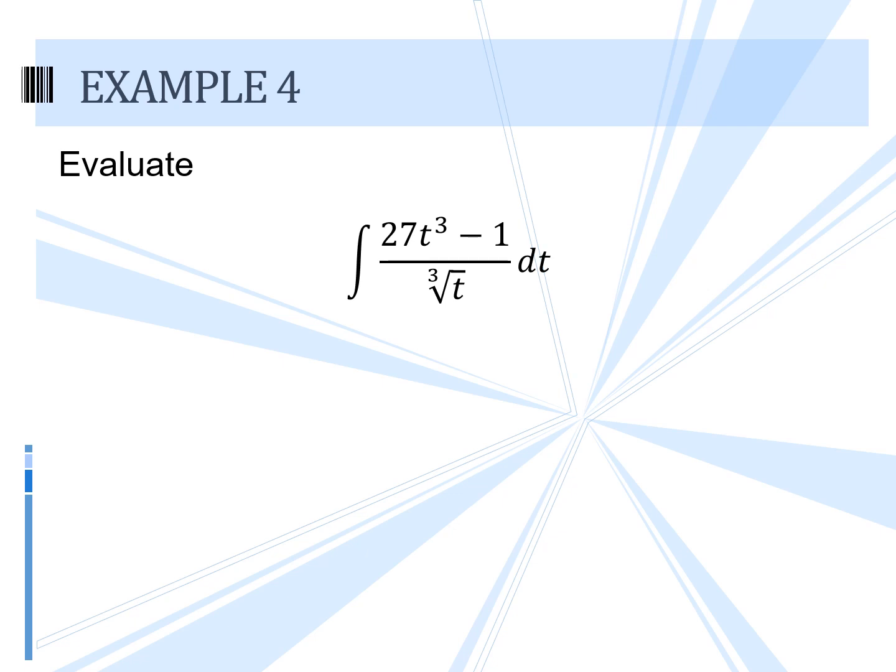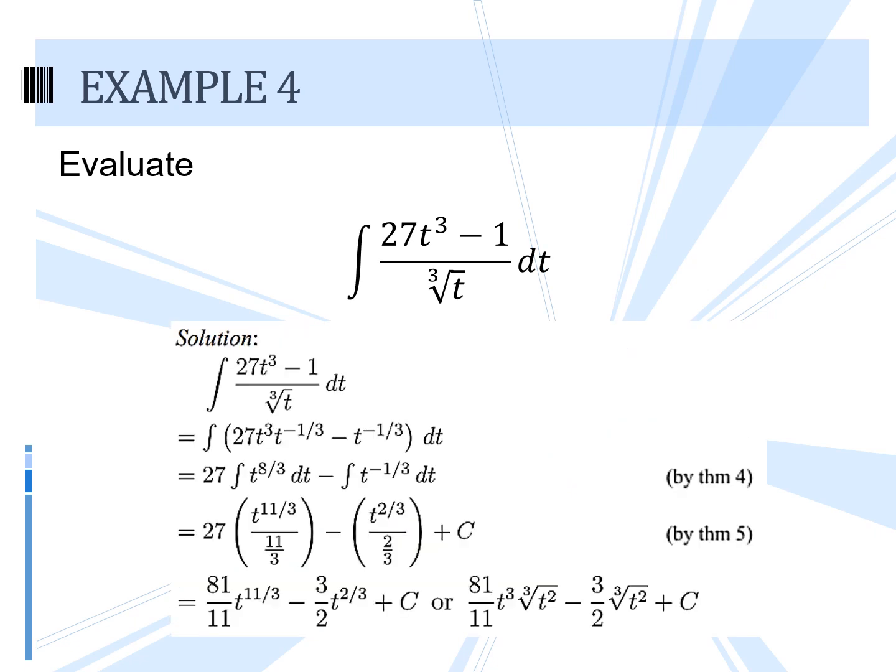Example number 4. Let's evaluate the integral of 27t raised to 3 minus 1 all over cube root of t dt. So we can rewrite the function by distributing the denominator to each term of the numerator. So we have the integral of 27t cubed times t raised to negative 1/3 minus t raised to negative 1/3 dt.